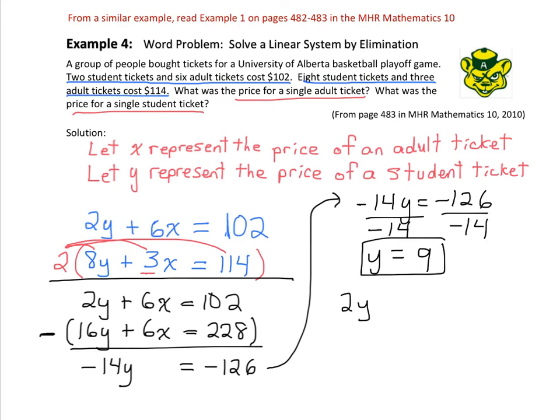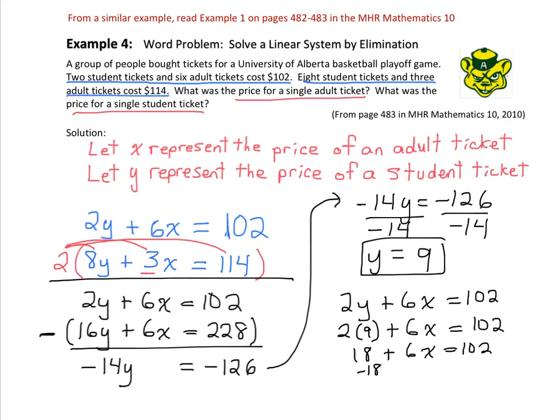And I'm going to use the first equation from the set of equations, 2y plus 6x equals 102. I'm going to sub in 9 for y. You could use the second equation too, doesn't matter. And 2 times 9 is 18, so we got 18 plus 6x equals 102, minus 18 from both sides, and you get 6x is equal to 84. And lastly, divide both sides by 6, and you get x is equal to 14. And the x was the price of the adult tickets. So we have $14 for an adult ticket and $9 for a student ticket.